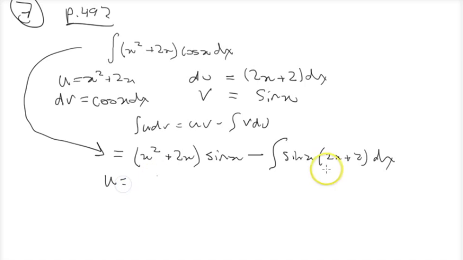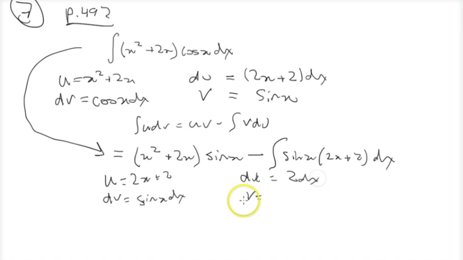Once again, the trig function is the more difficult one to integrate, so that's not going to be our u. Our u is going to be 2x plus 2, and our dv will be sine x dx. We take the derivative, and du will be 2 dx. That's why this reduces down, because you just get a constant. And then v: the derivative of cosine is negative sine, so the integral of sine is going to be negative cosine x. Now we can do our substitution again, and remember not to forget this first bit of the function right there.